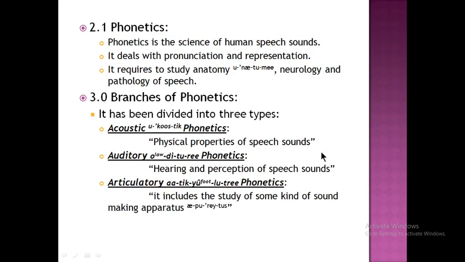Understand this: the physical properties of speech sounds are studied in the first branch, acoustic phonetics. In auditory phonetics, the hearing and perception of speech sounds are studied. That is the second branch. And the last one is articulatory phonetics, which includes the study of the sound-making apparatus, the parts responsible for producing sound. So these are the three different branches of phonetics.